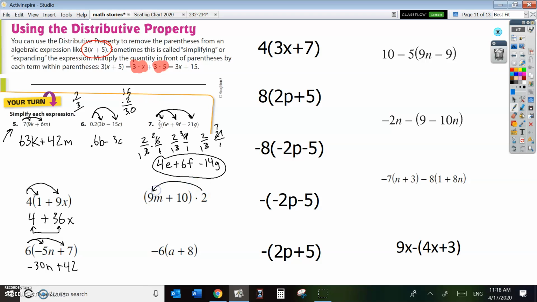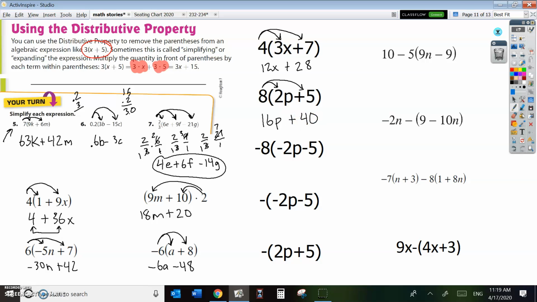2 times 9m is 18m. 2 times 10 is 20. Do not combine those. Negative 6 times a is negative 6a. Negative 6 times 8 is negative 48. 4 times 3 is 12. 4 times 7 is 28. 8 times 2 is 16. 8 times 5 is 40.